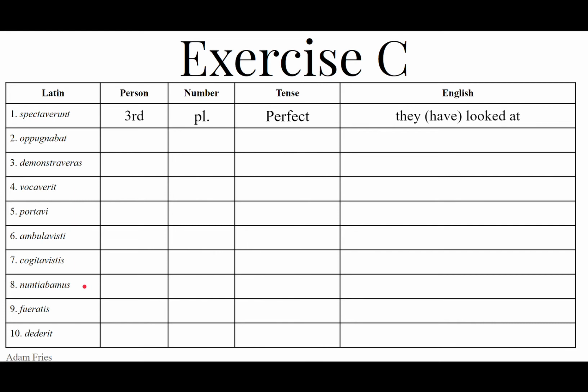Nuntiabamus. Mus, first person plural. We do the thing. Ba is the tense marker for the imperfect. We were announcing. Notice the use of the present stem of the verb. We were reporting. We were announcing. We used to do this thing.